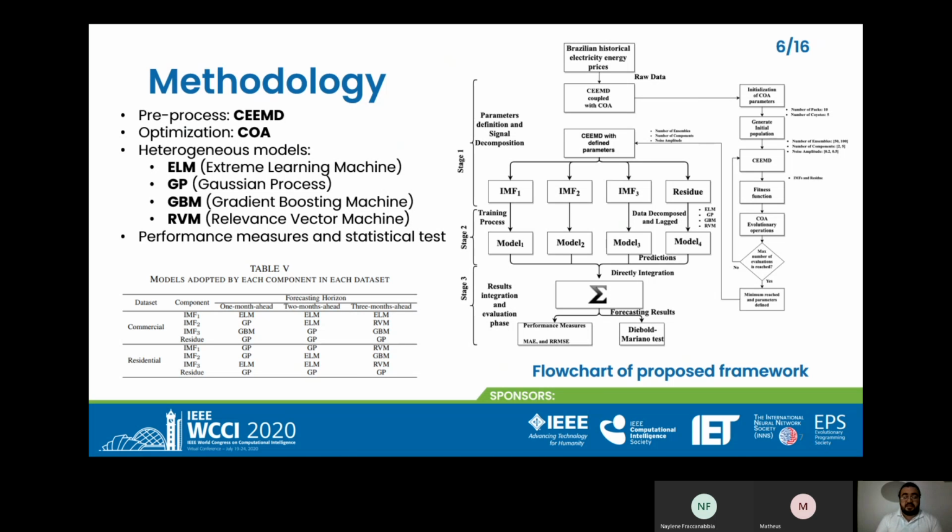As performance measures, relative root mean square error and mean absolute error were used, and the Diebold-Mariano test as the statistical test. Also, table 4 shows the models that compose the proposed models for each dataset and forecasting horizon.